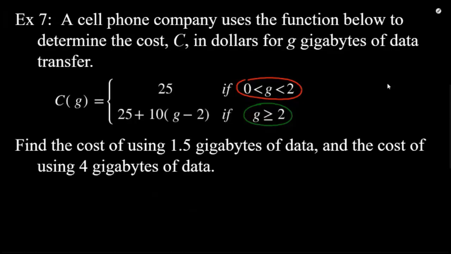Okay, so let's take a look. For this first one, how much is this person going to pay if they use 1.5 gigabytes of data? Which domain are they in? The red one or the green one? The red one. Does that make sense? Because 1.5 is between 0 and 2. So we would say C of 1.5 is equal to 25, because we use that. It's just set, $25.